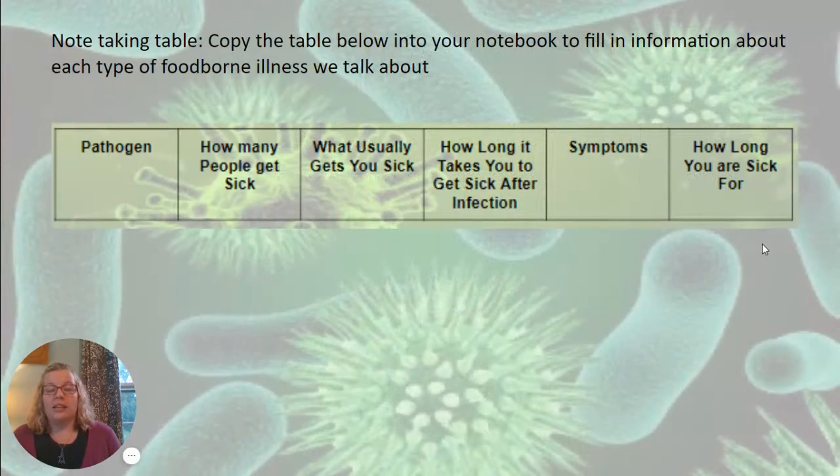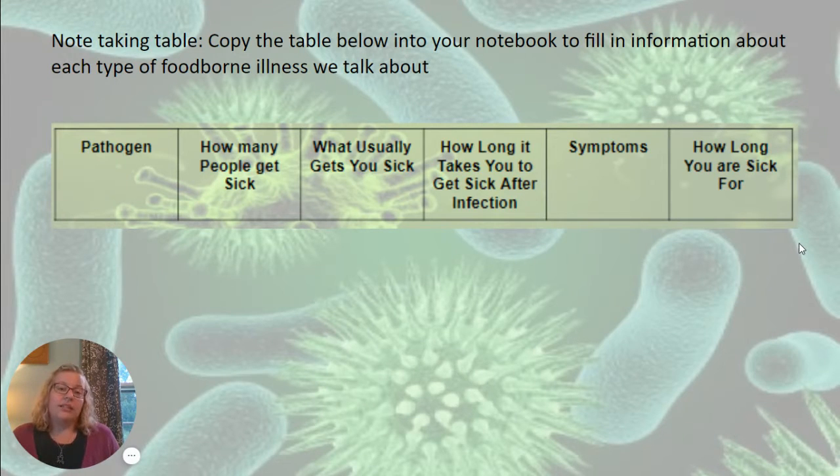We are going to be taking notes again like we did the last time. So this table that I had is probably going to be useful. If you need to pause the video and get the table going, we're going to break the bacteria up into 2 presentations so that it doesn't go too long. And then you can just keep that table going for the whole time. So again, pathogen is going to be the thing that got you sick, how many people got sick, what usually gets you sick, how long it takes you after you're infected, symptoms, and how long you are sick for.